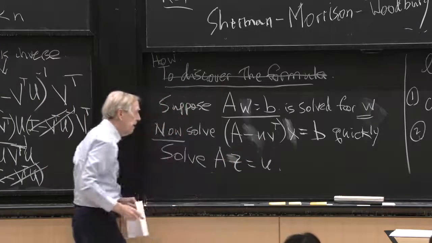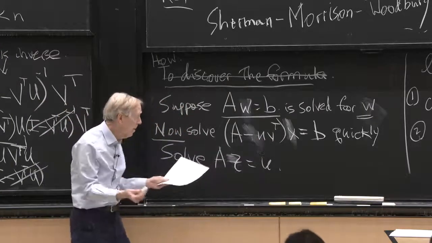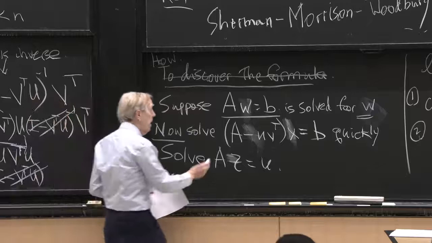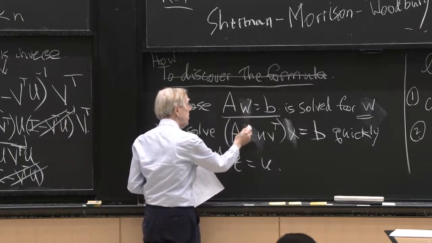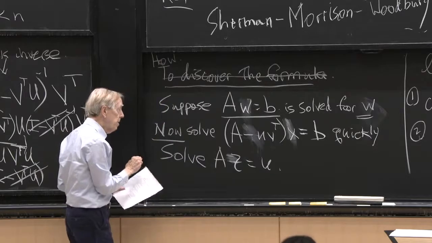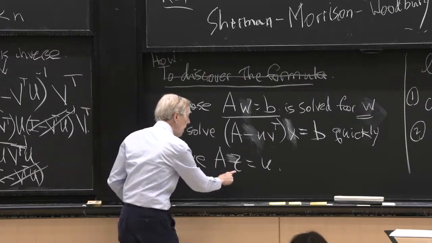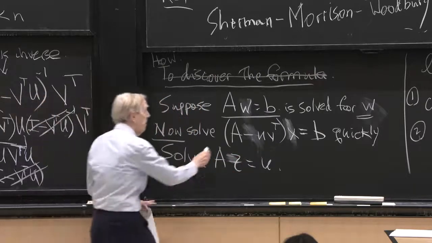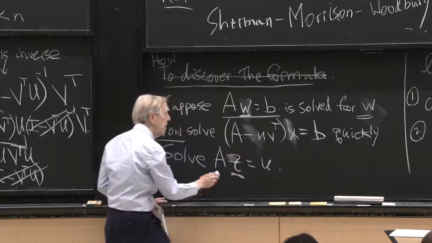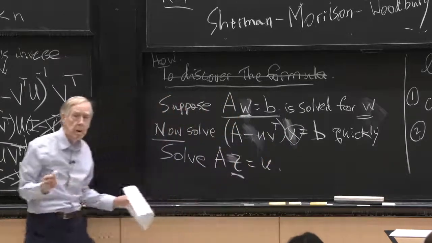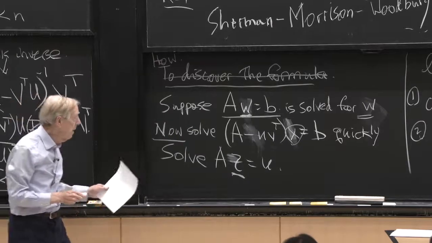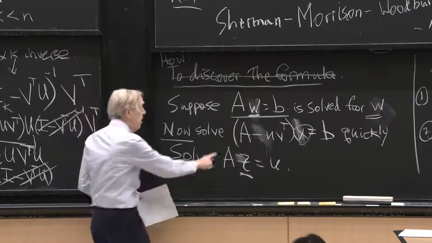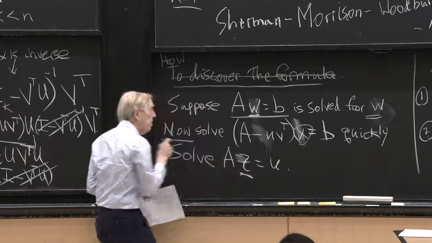I know the U and the V transpose, but I don't really want to find the inverse of this matrix from scratch. So the idea is that if I suitably combine the solutions to the original problem, the original solution W, and the solution to this problem with the new guy U there, that somehow by combining the W and the Z, I'm going to get this answer X. That's where I'm headed. By figuring out W and Z. So do you see what I've done? I've solved two problems with the matrix A.